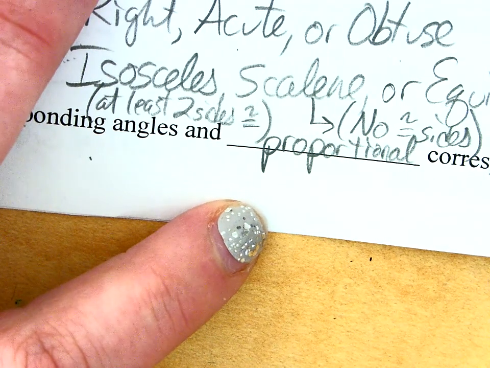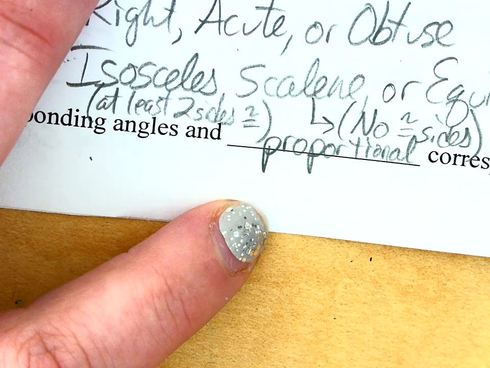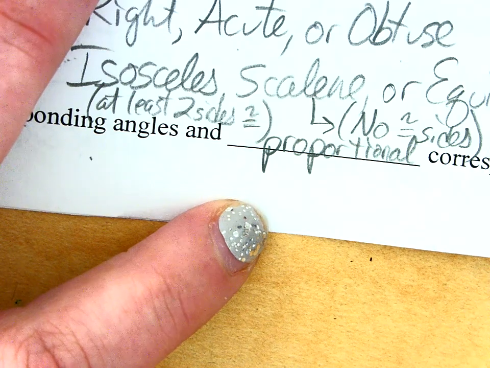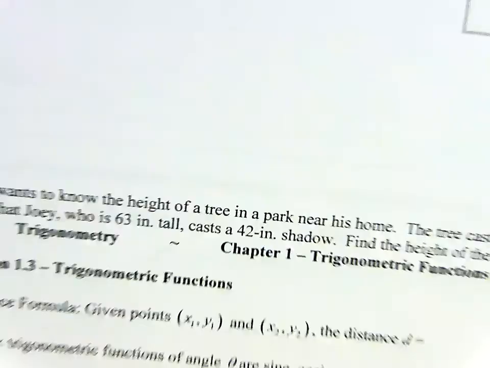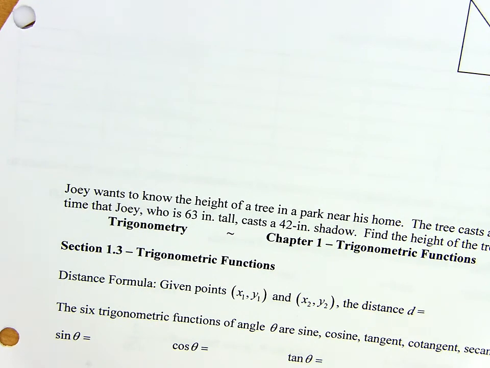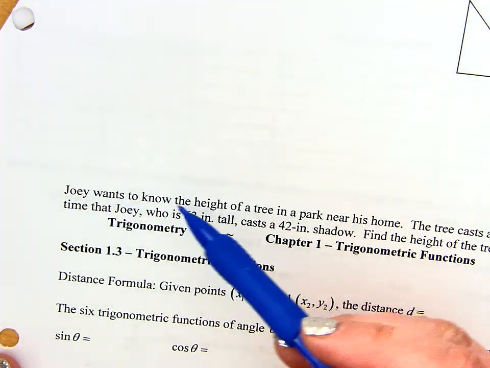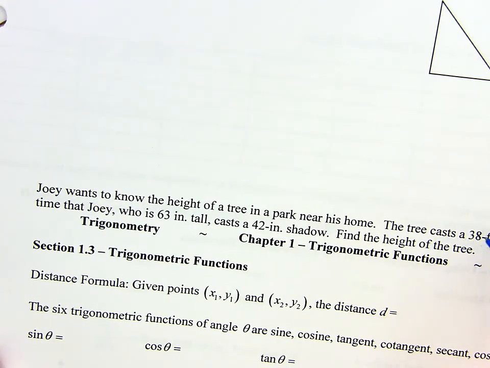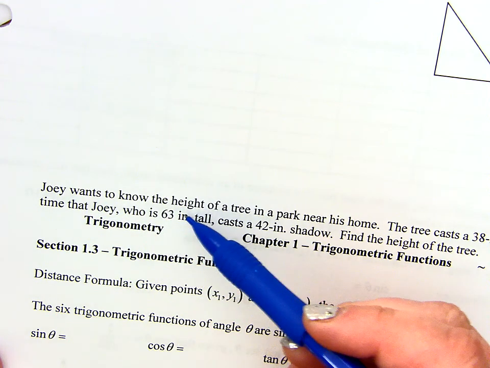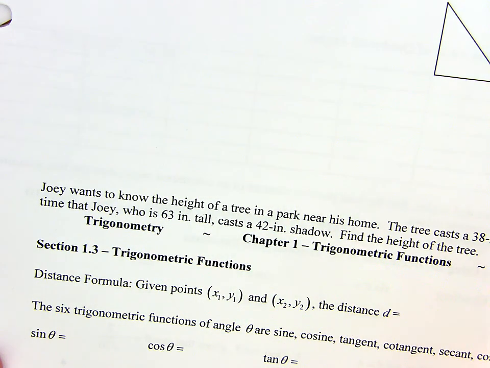That's a big help to us because we can use similar triangles to solve all sorts of interesting problems. So if you flip the page over, we have a problem here. Let's see if we can figure this one out. Joey wants to know the height of a tree in a park near his home. The tree casts a 38-foot shadow at the same time that Joey, who is 63 inches tall, casts a 42-inch shadow. Find the height of the tree.